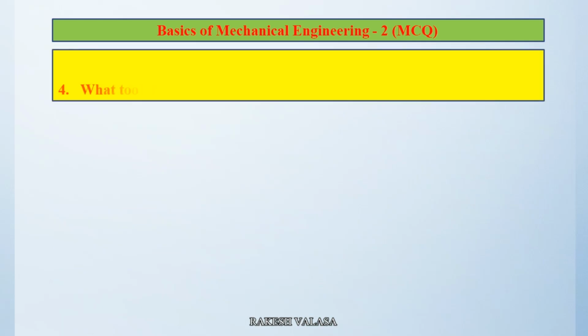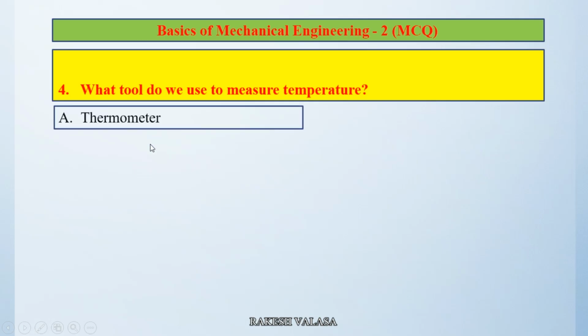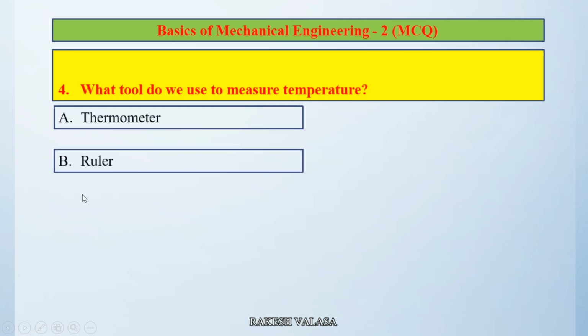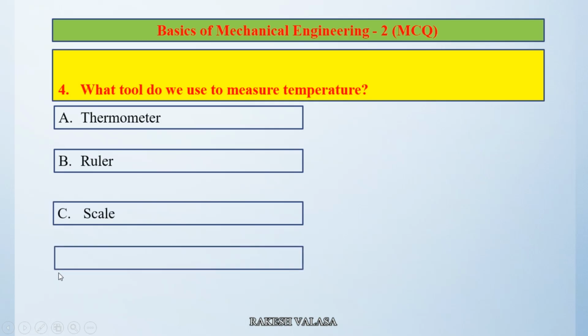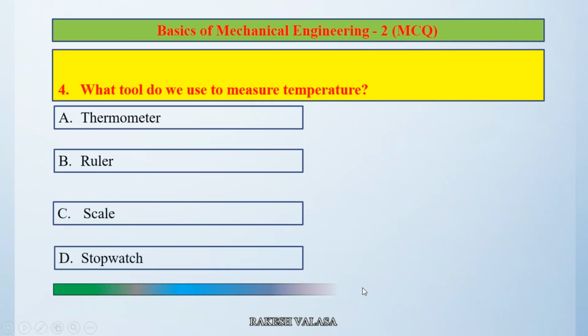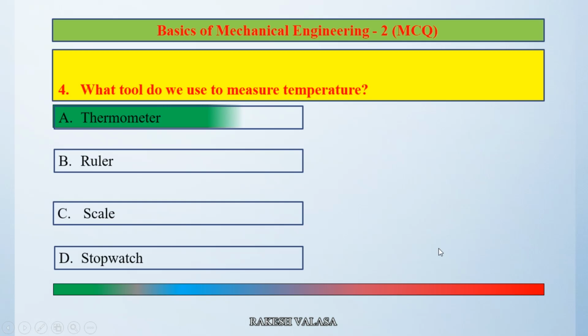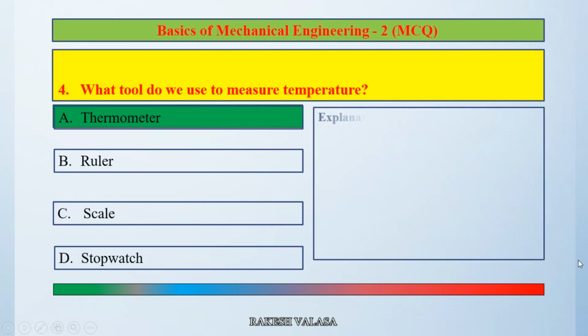Question number 4. What tool do we use to measure temperature? Option A, thermometer. Option B, ruler. Option C, scale. Option D, stopwatch. The correct answer is option A, thermometer. Let us see the explanation.